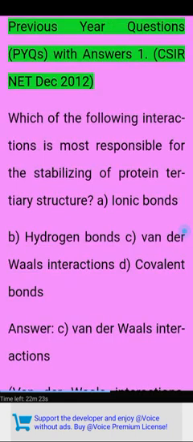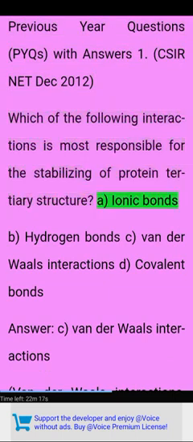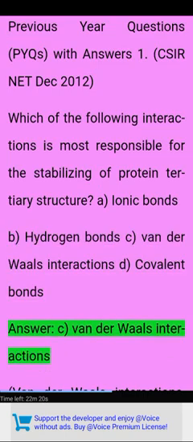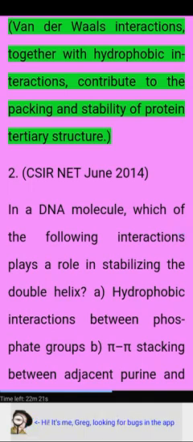Previous year questions, PYQs, with answers. 1. CSIR NET December 2012. Which of the following interactions is most responsible for the stabilizing of protein tertiary structure? A. Ionic bonds. B. Hydrogen bonds. C. Van der Waals interactions. D. Covalent bonds. Answer. C. Van der Waals interactions. Van der Waals interactions, together with hydrophobic interactions, contribute to the packing and stability of protein tertiary structure.